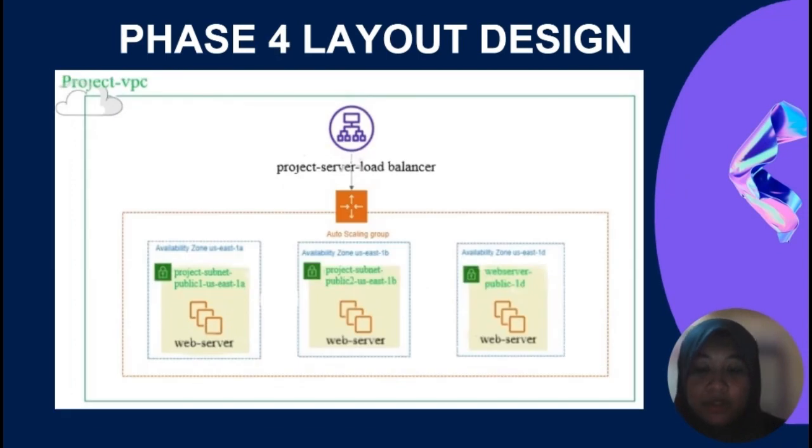In phase 4 layout design, this graphic depicts an inventory system on AWS that employs auto-scaling for dynamic resource allocation. It displays an auto-scaling group for web servers that automatically configures and terminates servers depending on predetermined scaling criteria. The project server load balancer distributes traffic among various servers, ensuring that incoming requests are served regardless of scaling up or down. Thank you.